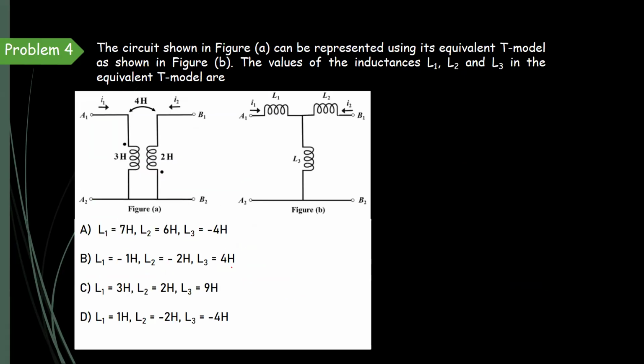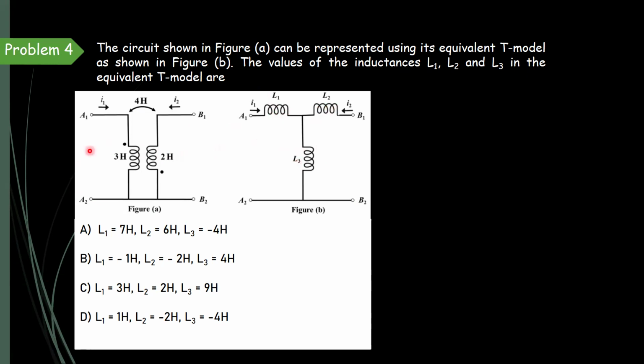This question is taken from the magnetically coupled circuit. They have given that the circuit can be represented using its equivalent T model. So here the coupled circuit is given and its equivalent circuit is also given. We need to find out this inductance, this inductance and this inductance.